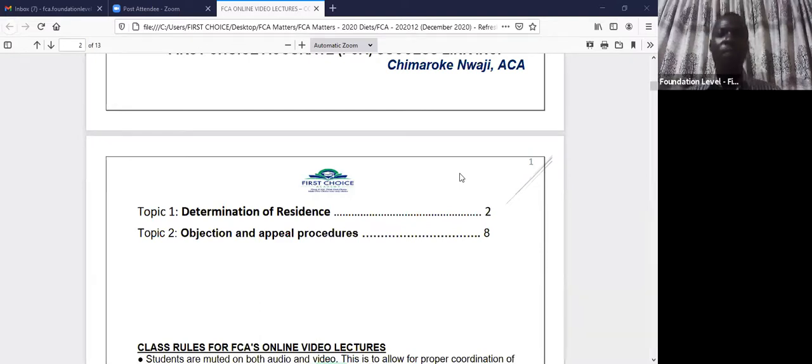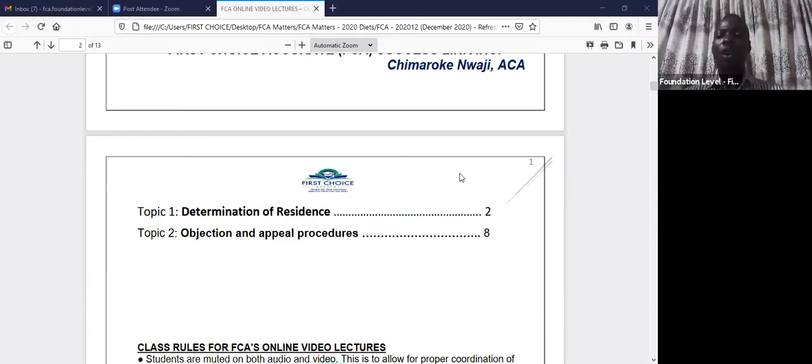We now saw that the place of residence is important, especially for people who have income ranging from employment income to trading or business income or income from investment. We saw how the residence affects where these types of income earners will be taxed.